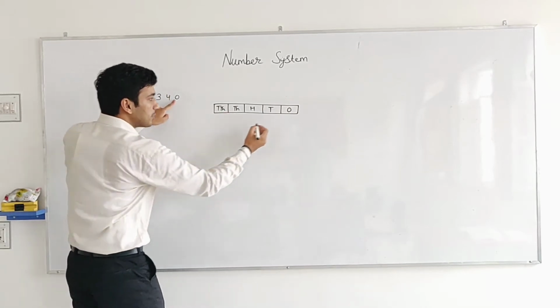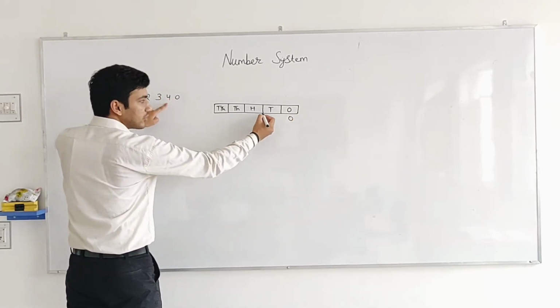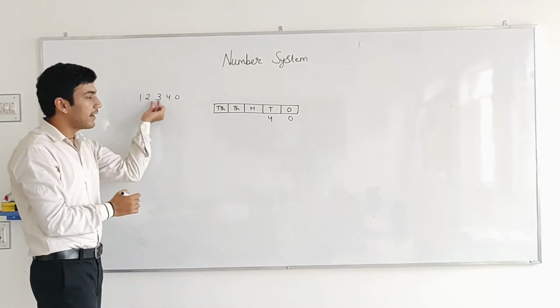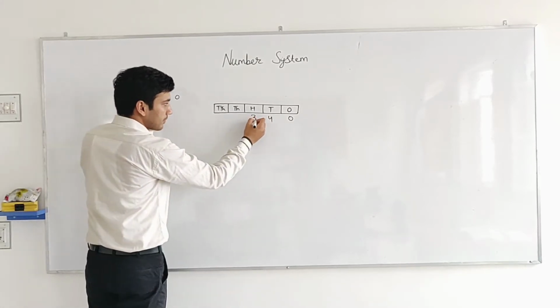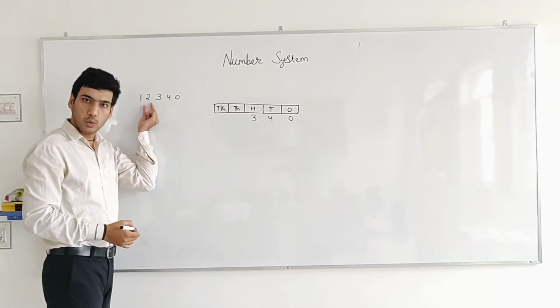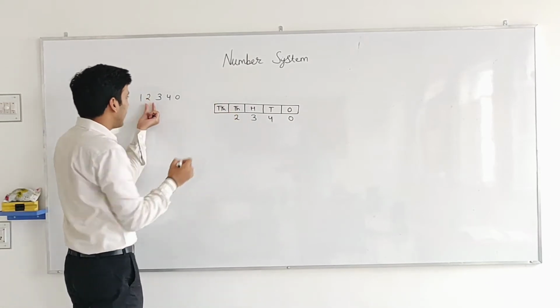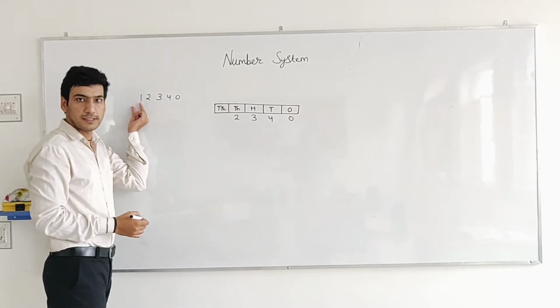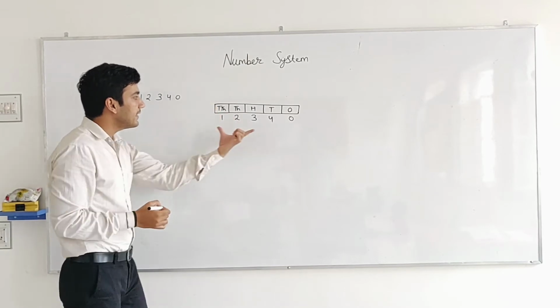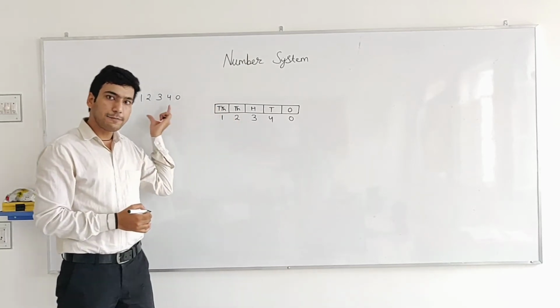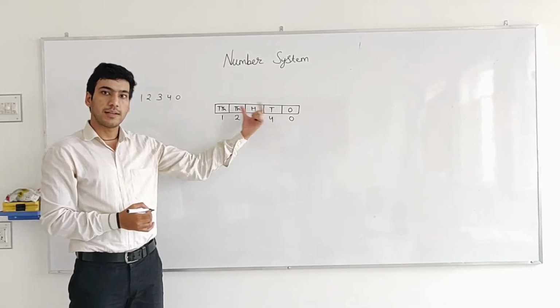Okay. Now on 1's place 0 is there, on 10's place 4 is there, on 100's place 3 is there, on 1000's place 2 is there, and on 10,000's place 1 is there. So in this way we represent any 5-digit number on a place value chart.